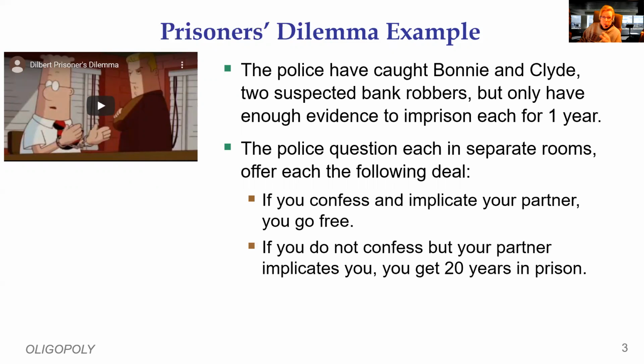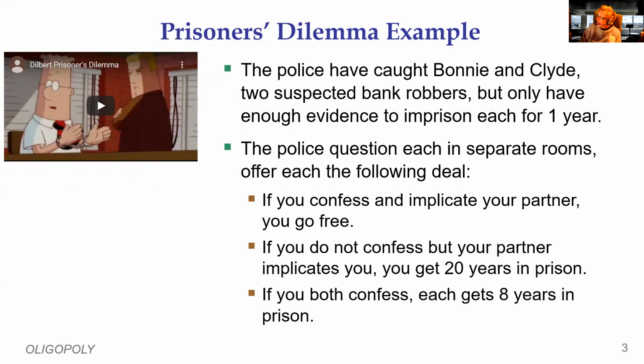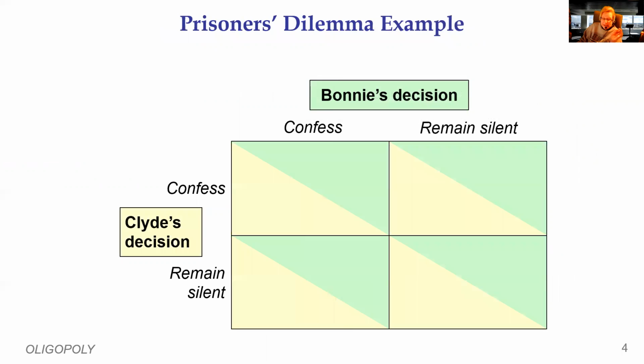If you remain silent, but your partner implicates you, then you're going to get 20 years. If you both confess, you'll both get 8 years. If you both remain silent, you both get nothing. But how much do you trust the other person in this scenario? So let's design a payoff matrix to see how we can get to an individual dominant strategy and how we can get to a Nash equilibrium.